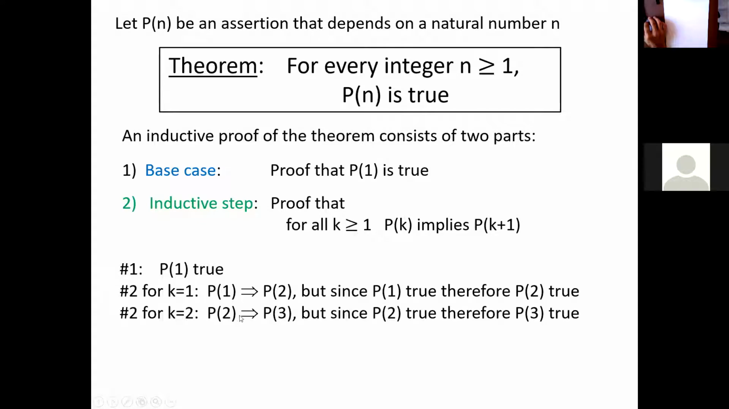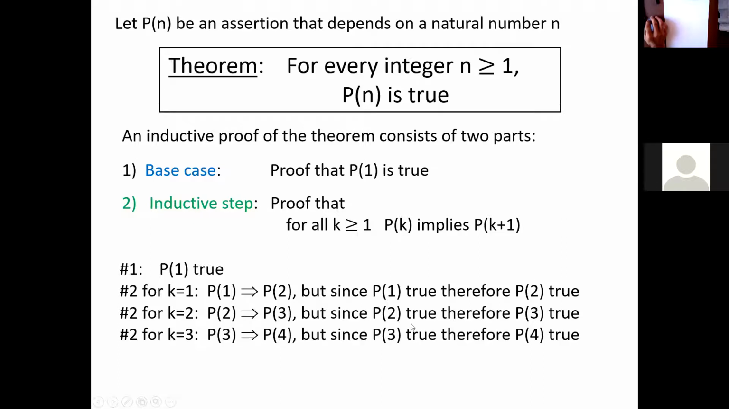So you know that P2 is true, and now use this inductive step, instantiate with k equal 2. Again, this part is satisfied, and for k equal 2, what does this inductive step say? It says that P2 implies P3. And since you knew that P2 is true, this implication must therefore imply that P3 is true, and so on and so forth, right?